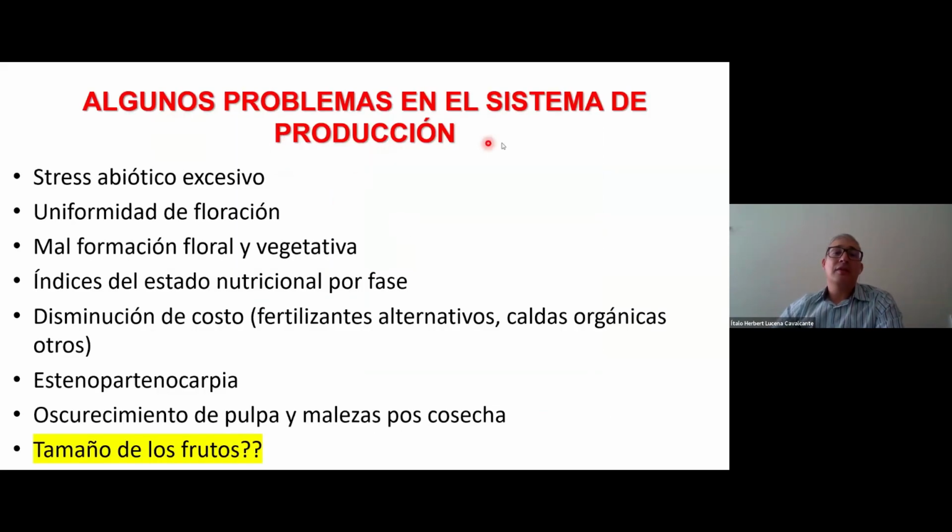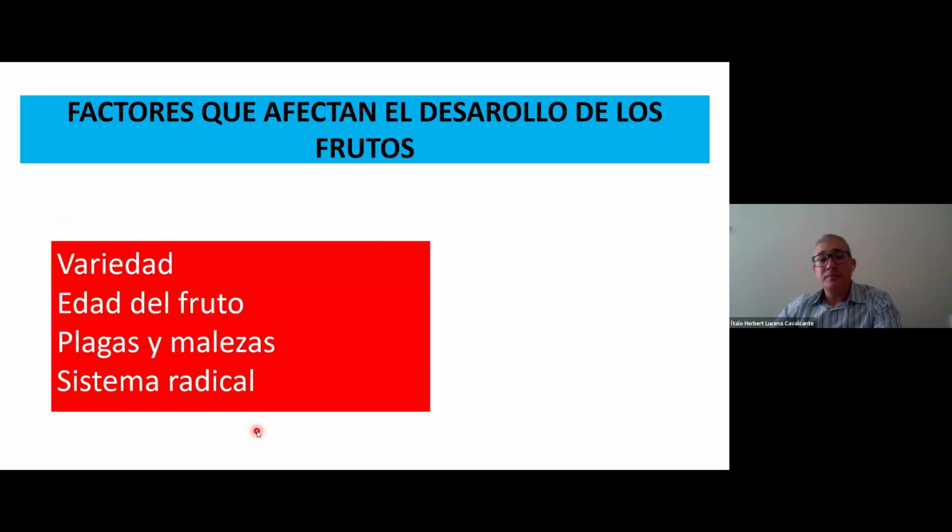There are other problems in the mango production system, yes, of course. But I have included here in yellow with a yellow background, which is fruit size. So most countries have problems with fruit size. And of course, it depends on the variety.